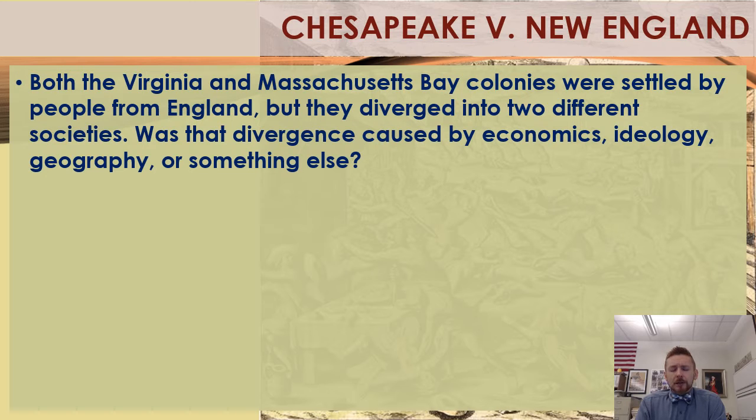Both Virginia and Maryland and the Massachusetts Bay colonies were settled by people from England. Yet, they diverged into two different societies. Was this divergence caused by economics? Was it caused by ideas or ideology? Did geography shape them? Or was it something else that caused these two societies to start from a common group of folk and then widely split apart?